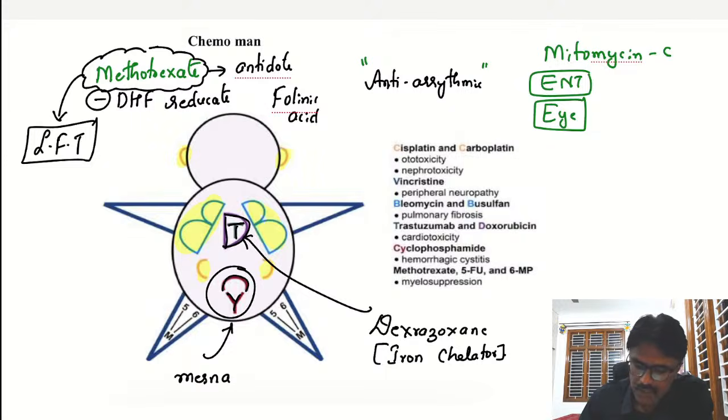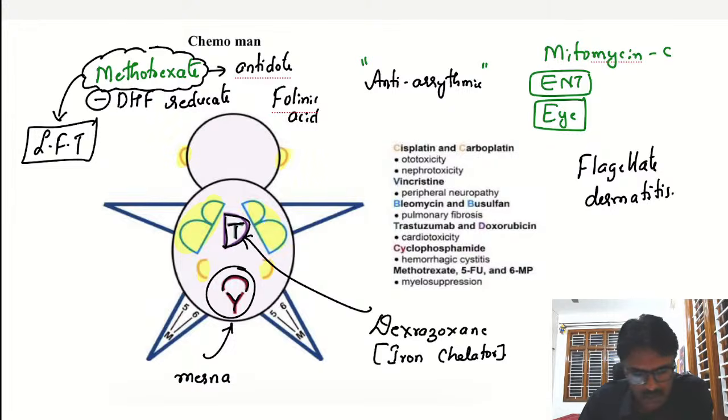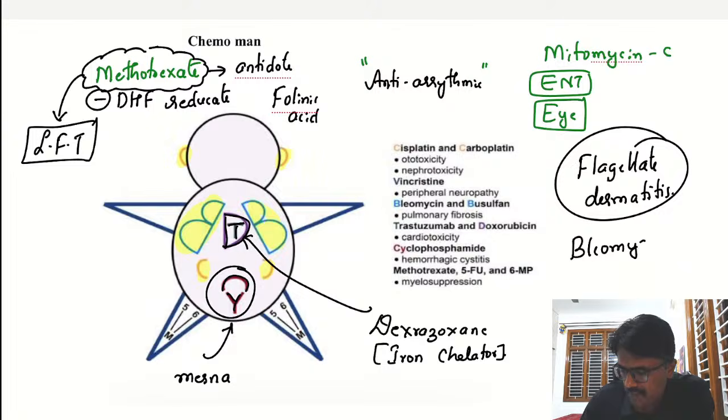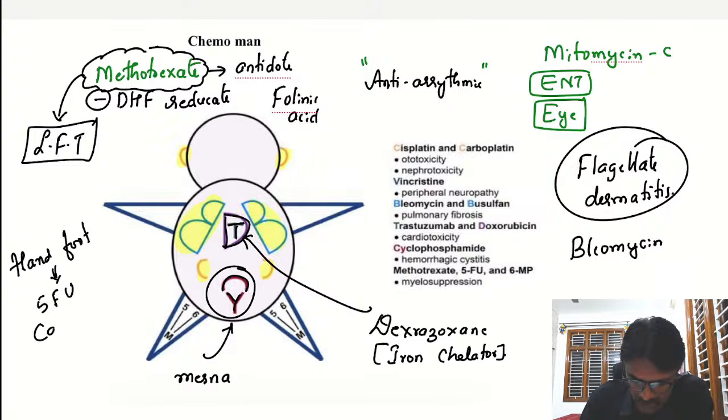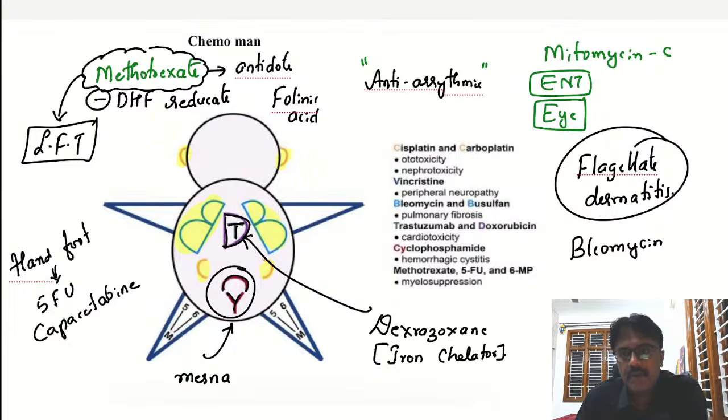And which cancer drug can lead to flagellate dermatitis is again a frequently asked question. Flagellate dermatitis is caused by the drug called bleomycin. And again they will ask you which drug can cause hand-foot syndrome. It is your favorite 5-fluorouracil and capecitabine, commonly causing hand-foot syndrome. So these are the tested ones. You have to remember.